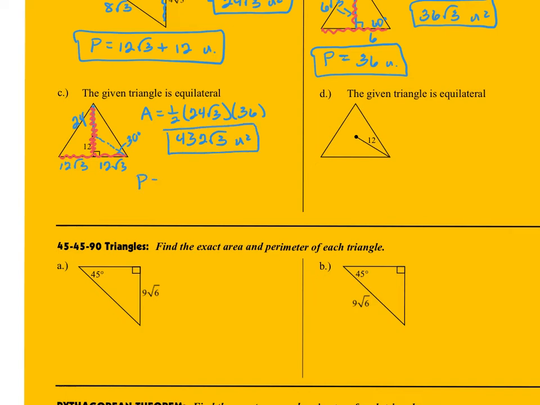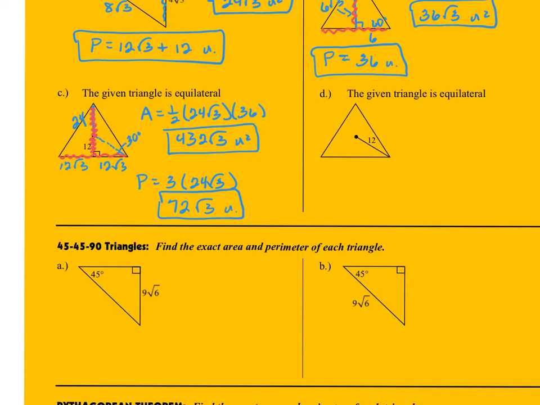The perimeter is going to be 3 times the 24 radical 3. And our 3 times our 24 radical 3 is going to give us a nice 72 radical 3 units. Definitely get in the habit of labeling these.